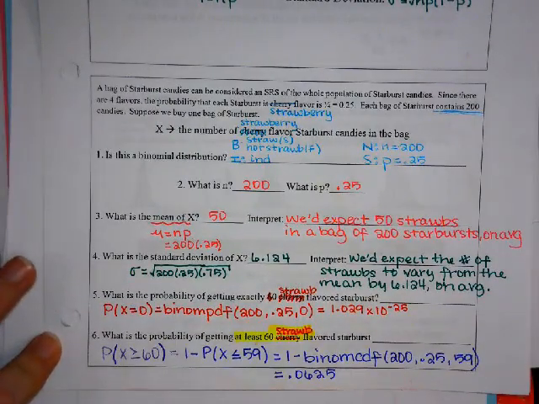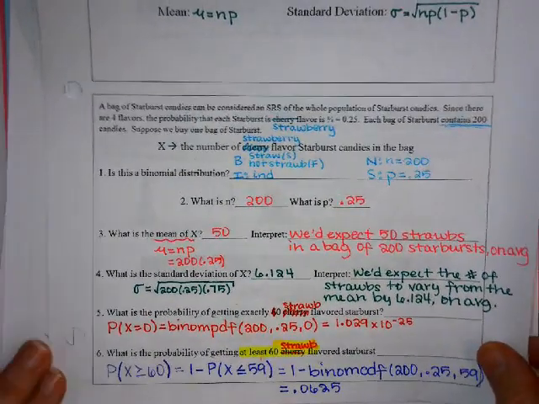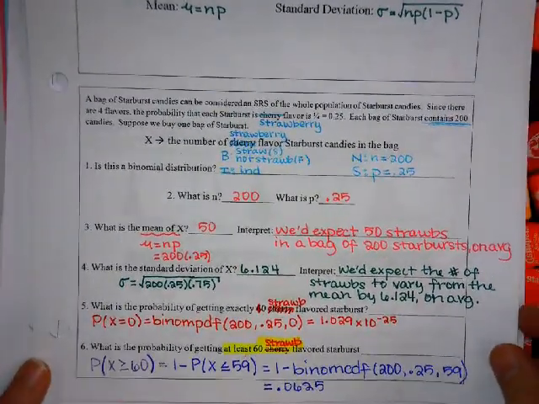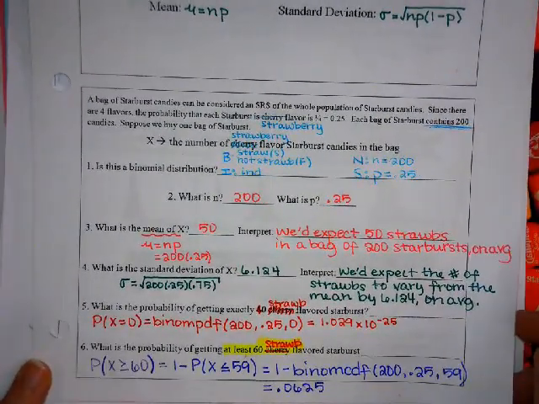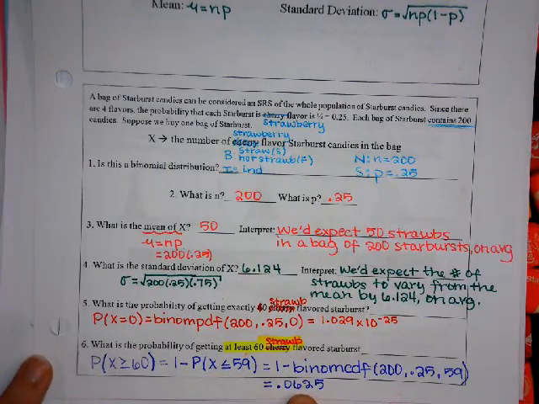Notice that the probability I get 60 or more strawberries is much bigger than the probability that I got no strawberries. Very weird. There's a 6% chance I would have gotten 60 or more strawberries, and yet I got none. Not a single one.